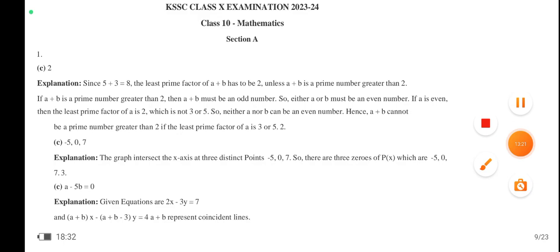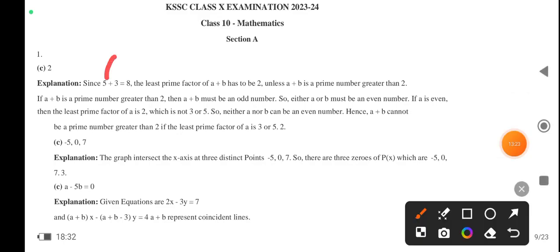See the first one, children. They have said 5 separator, 3 separator. So for A, the leaves factor is 5. Next is 3, 5 plus 3, 8. So that reason is clear. Check. Then question number C, we know minus 5, 0, 7, it's intersecting.